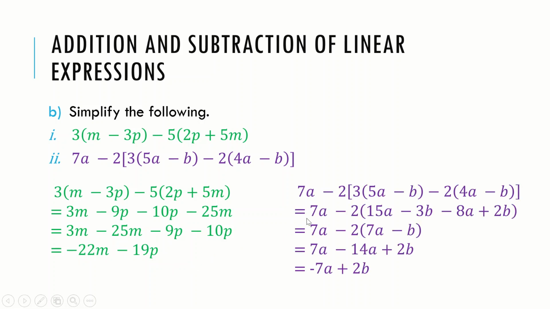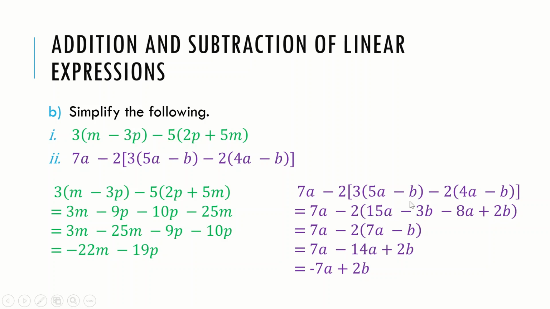Okay, what about the next one? 7a minus, so you open the bracket, the one inside first, so negative 2, 15a minus 3b minus 8a. So negative 2 multiplied by negative b, you get plus 2b. Okay, then after that, you open the bracket. So negative 2 multiplied by 15a, negative 30a.